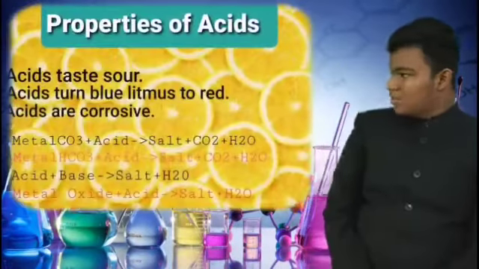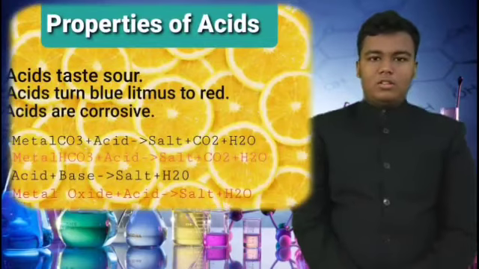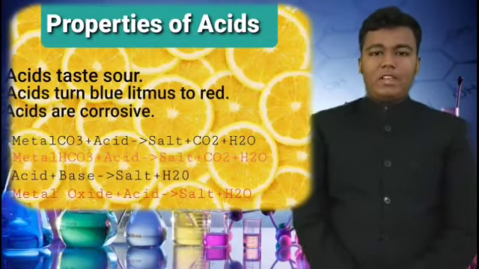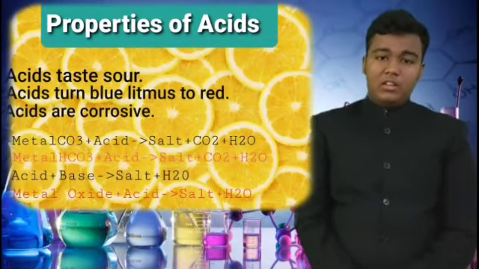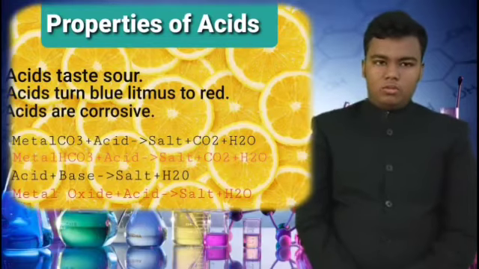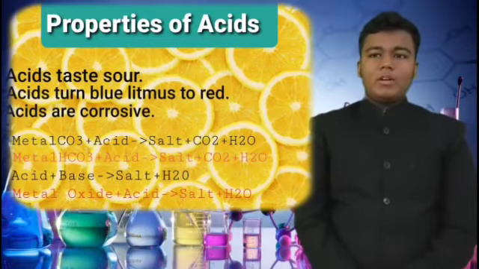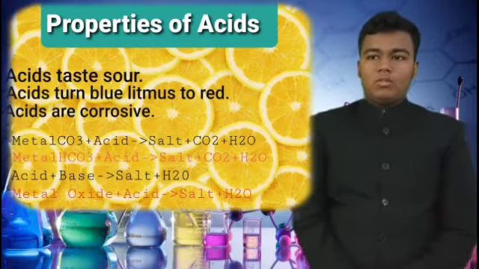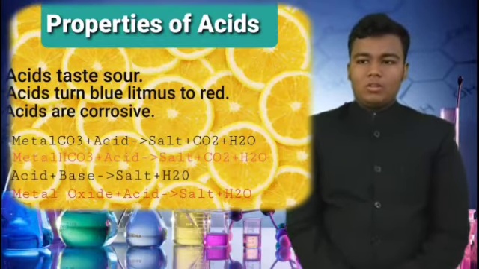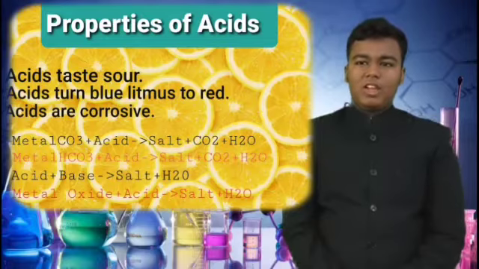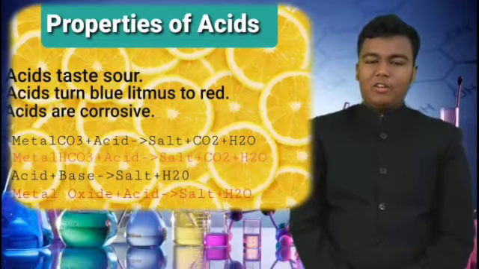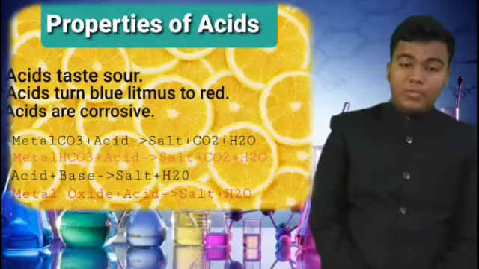Well friends, talking about the properties of acids, the main properties of acids are, firstly, acids taste sour. And this we can experience in our daily life, that when we take lemon juice, we find it a little bit sour. This is due to the presence of citric acid in it. Hence, the first property of acids is proved.